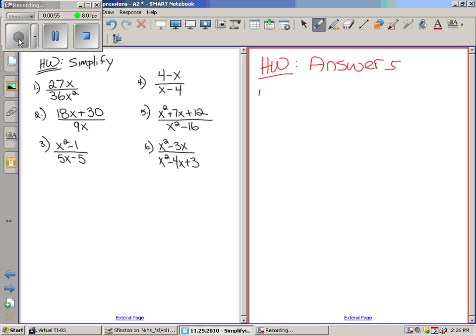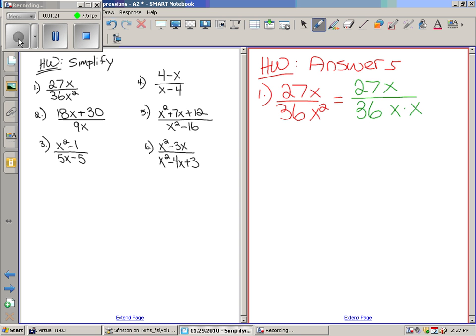So let's do number 1 together. So you have 27 over 36x over x squared, right? What's the first thing that we do? Separate the x's. Great job. So this is going to be 27x over 36 and 2 x's.